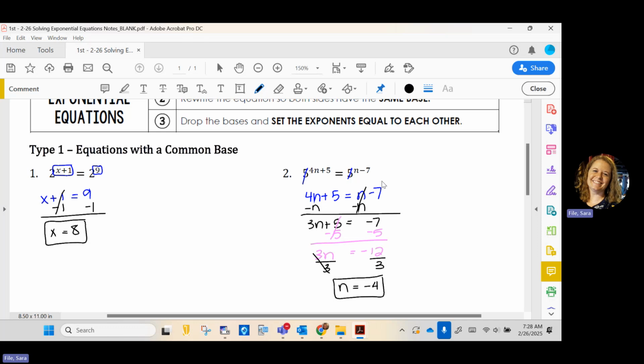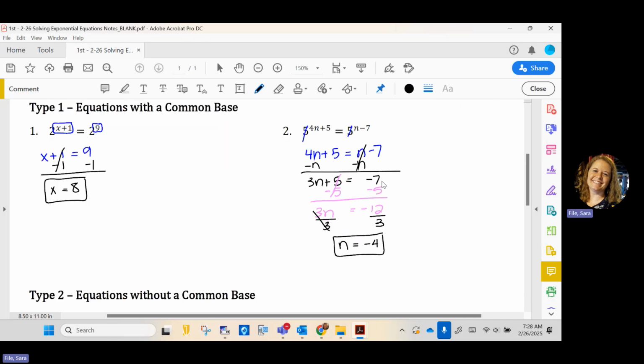Feel okay about those? Okay, so that's when your bases are already common. You already have common bases. You just are ready to drop the base. You can get that notes back here.